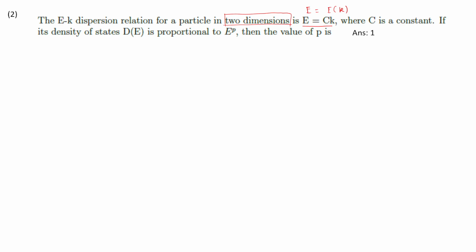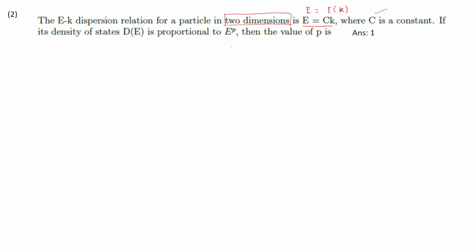For example, any other non-relativistic particle, it will be h bar square k square by 2m, or it can be a relativistic particle. For it, there will be another relationship for k. So this you have to keep in mind. It can be any function of k, and c is a constant. So if the density of states dE is proportional to E to the power p.